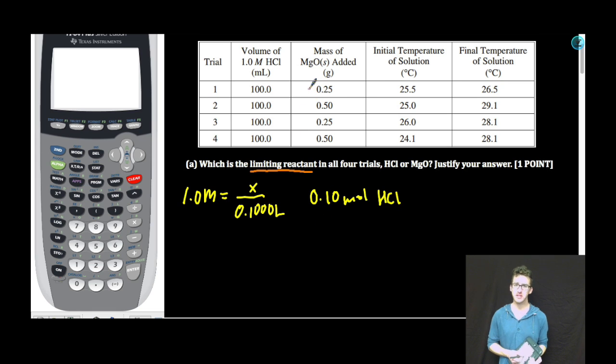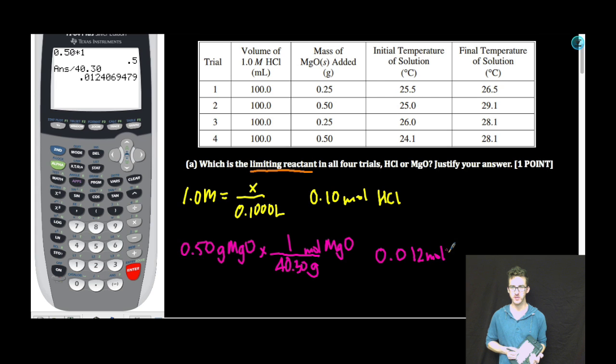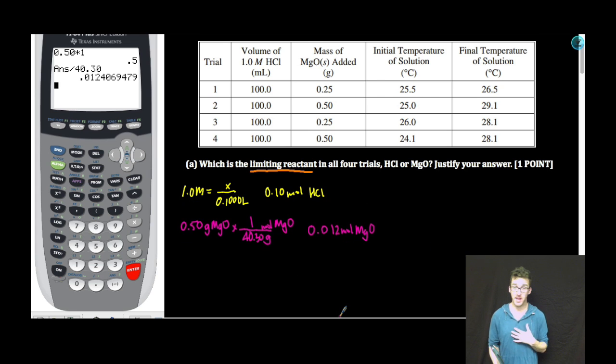Next, I've got 2 different amounts of magnesium oxide that I'm given within the 4 trials. I'm going to use the 0.50 grams because that's the one that could potentially make the most product. I'm going to convert to moles and jump to my calculator. 0.50 times 1 divided by 40.30. We get 0.012 moles magnesium oxide. Again, anytime I'm doing a limiting reactant type problem, I always like to figure out how much product could potentially be made from each reactant.